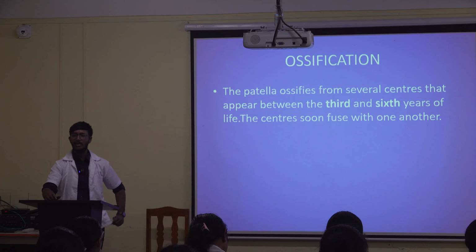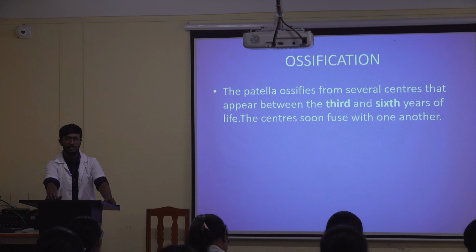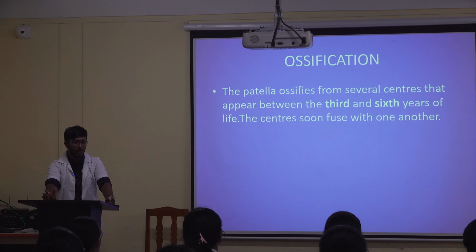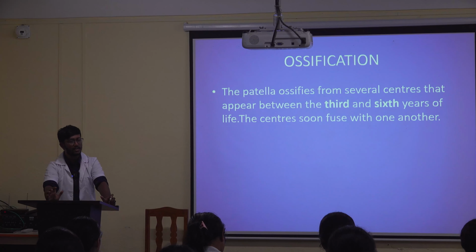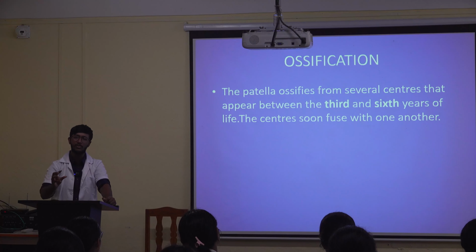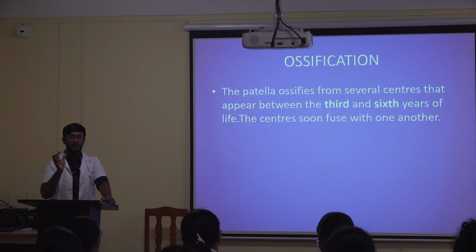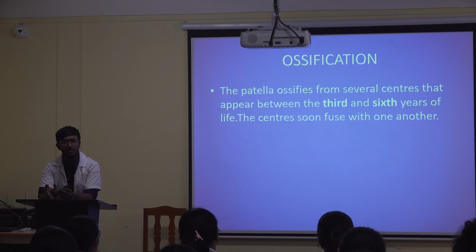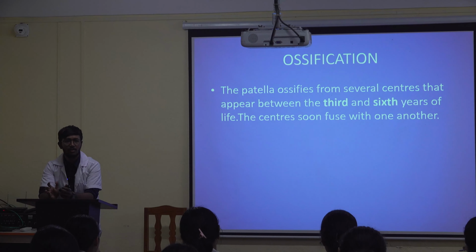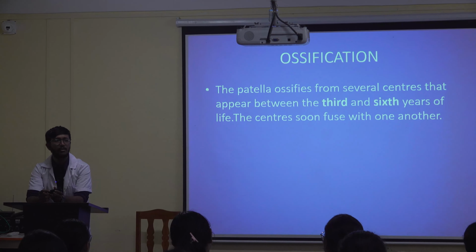The patella ossifies from multiple centers between the 3rd and 6th years of life. So there is nothing such as a primary or secondary center. There are multiple centers and all of them fuse together to form the patella. For this reason, anomalies can occur in the patella. Do you know about any anomaly? What is bipartite patella?